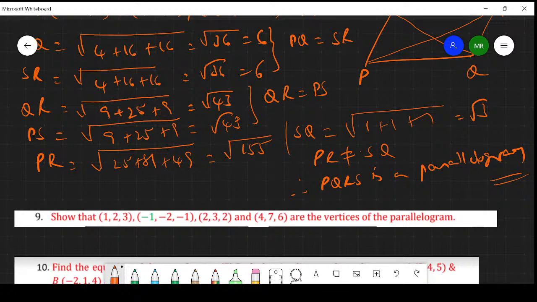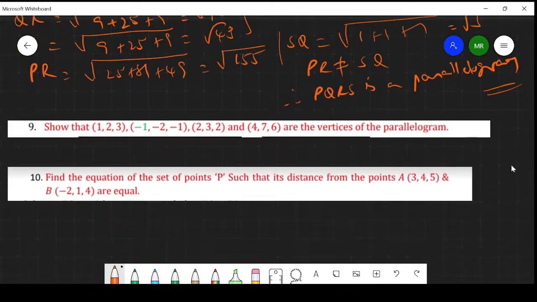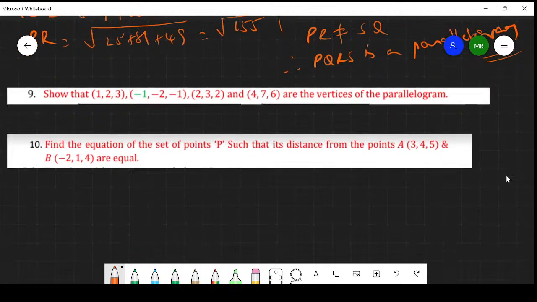I am not doing the ninth one. The ninth one is similar to that. You can do it yourself. Please do it yourself.